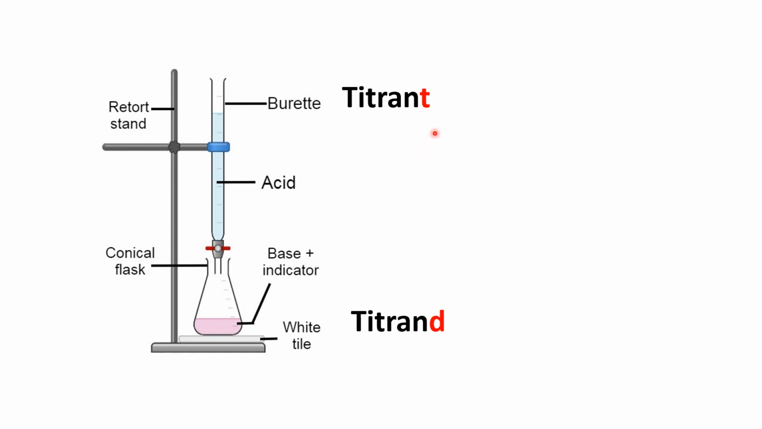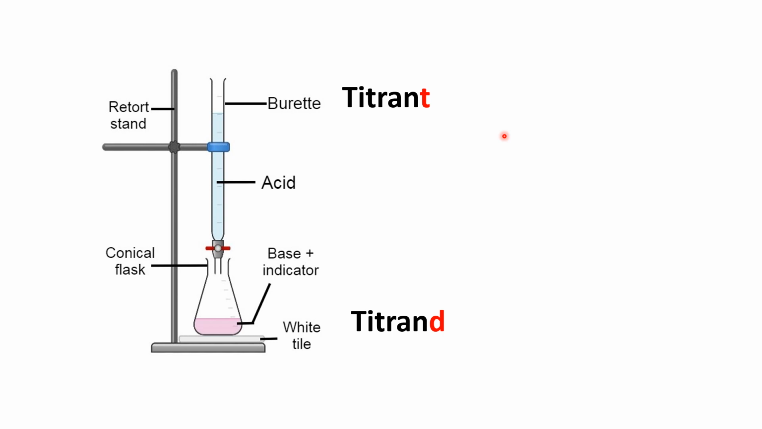Okay. And now how will you remember this? Remember titrant, T, it is at the top. Okay. And titrand, the word has D, it is down. So now you can remember titrant is top and titrand is down. So titrant is the solution which is taken in the burette and titrand is the solution which is taken in the conical flask.